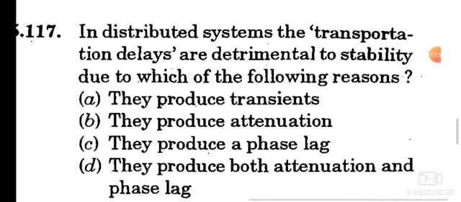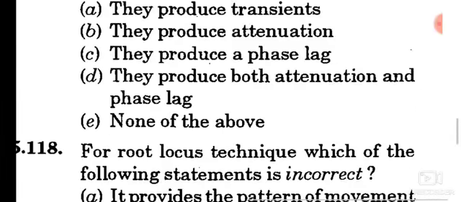Question number 117. In distributed systems, the transportation delays are determinant to stability due to which of the following reasons? Option C, they produce a phase lag. Once again, in distributed systems, the transportation delays are determinant to stability because they produce phase lag.